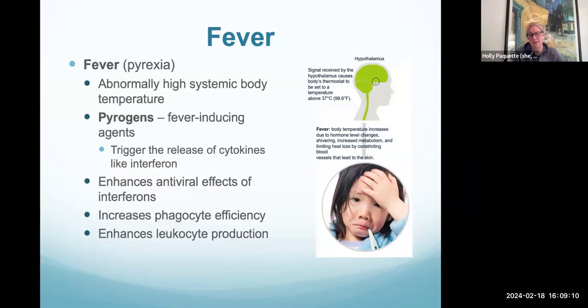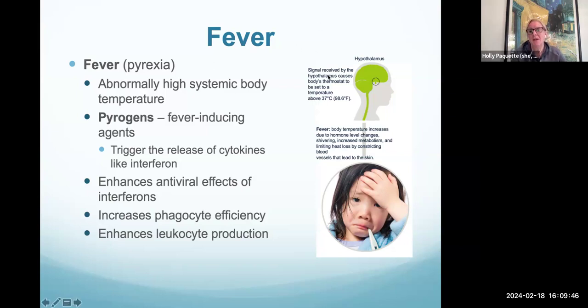The last part of this chapter or this lecture is on fever, and I hinted at this in the last lecture. But fever is another way that our second line of defense can protect us. And so fever, which can be called pyrexia, which is just an elevated temperature or an elevated systemic body temperature, is usually caused by pyrogens, so fever-inducing agents. Often that's cytokines that are released, things like interferon, but sometimes viruses and bacteria have the ability to produce pyrogens too that can increase that temperature.